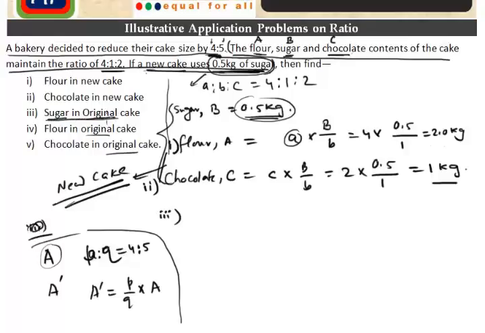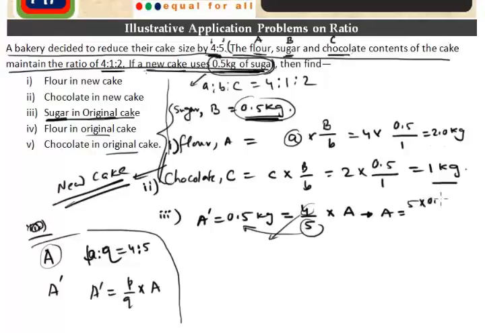So for 3, when we are trying to find the original sugar amount for the original cake, the sugar amount in the new cake is 0.5. So A prime is 0.5 kilo. So we need to find A. So we know that A prime, that is 0.5, equals P division Q, that is 4 division 5, times A. So this 5 will go here. So A will be 5 times 0.5 division 4. So 5 times 0.5 by 4. So A will be 2.5 division 4. So if we divide this, we will get 0.625 kilo.